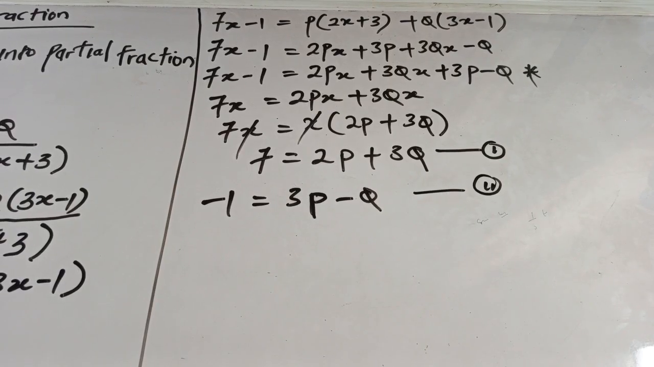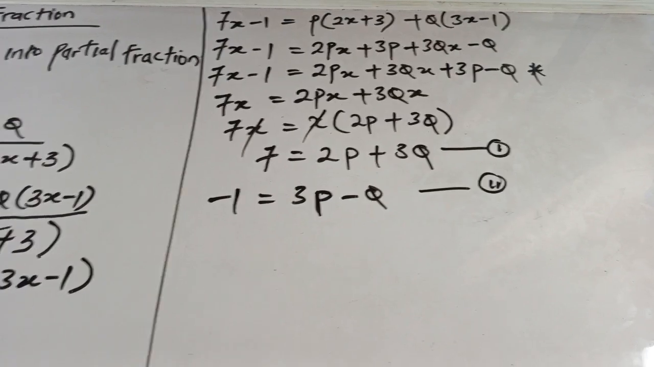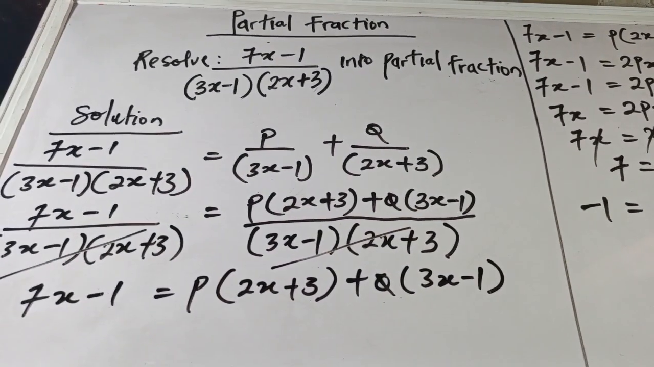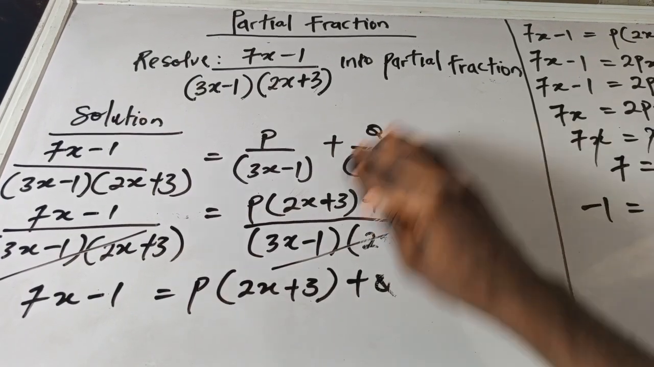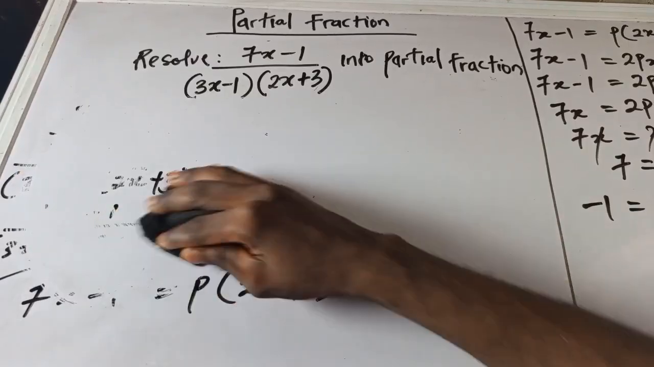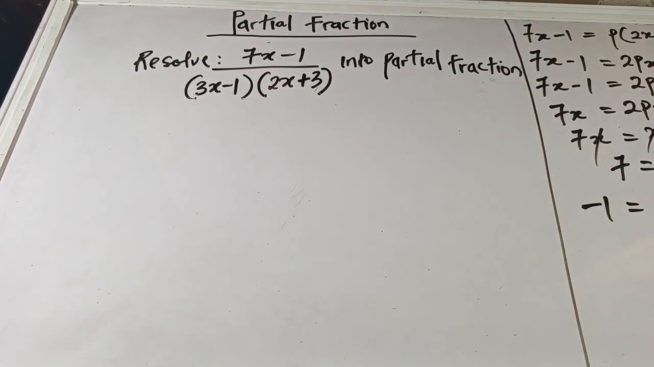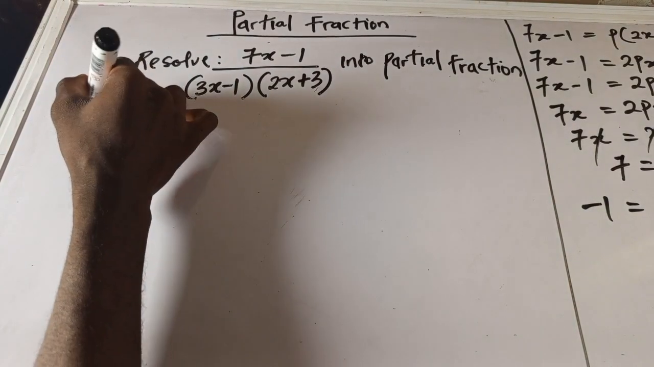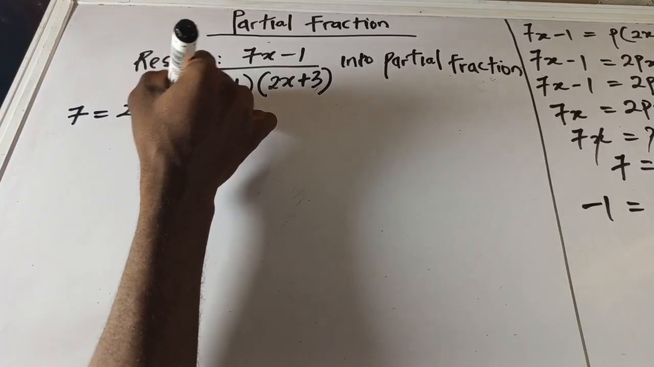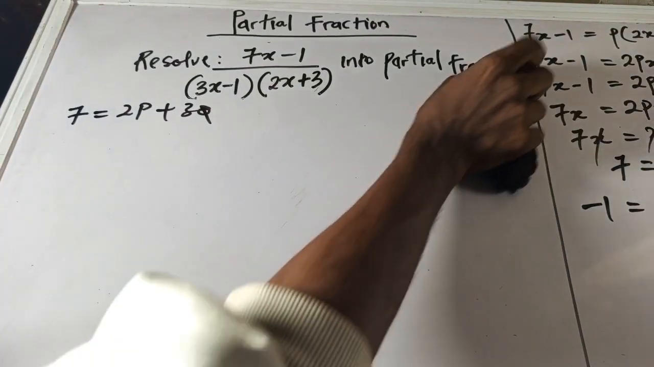All right. So we have to solve simultaneously. Let's come back to this part here. Let me clean this. All right. So we have 7 equals 2p plus 3q. Let me clean everything this time.